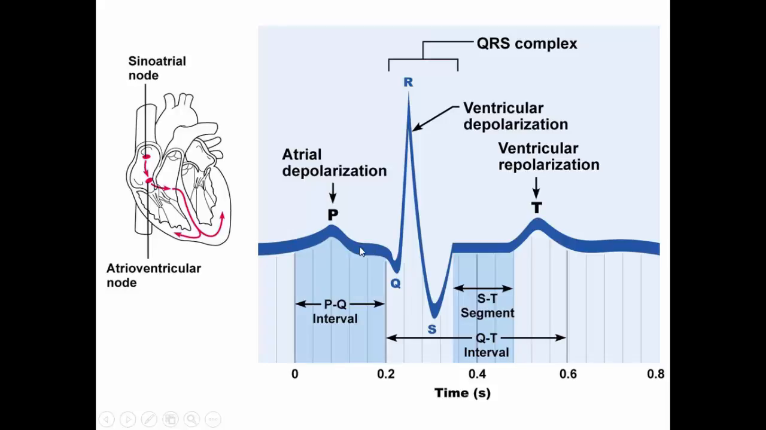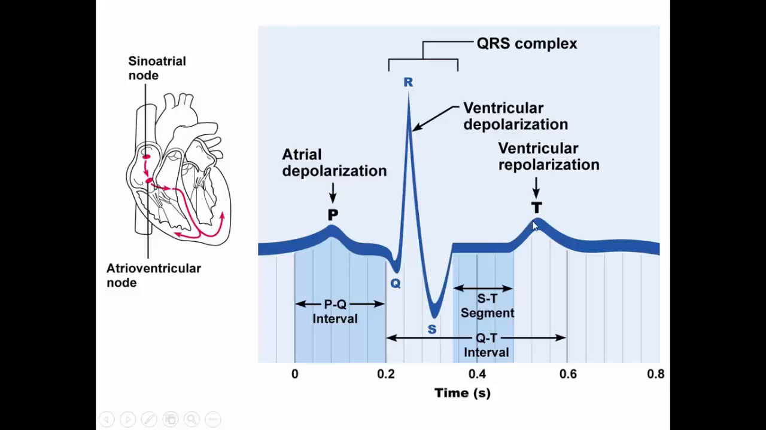The P wave reflects the electrical disturbance in the heart when the atria contract. This is when the SA node is doing its thing. As the atria relax, we normally would see a little bit of a wave here because that relaxation has a little bit of an electrical disturbance. But because the ventricles start contracting just as the atria are relaxing, the electrical disturbance of the ventricles contracting, this QRS complex, covers that up.